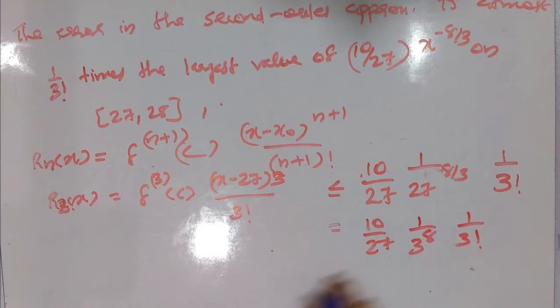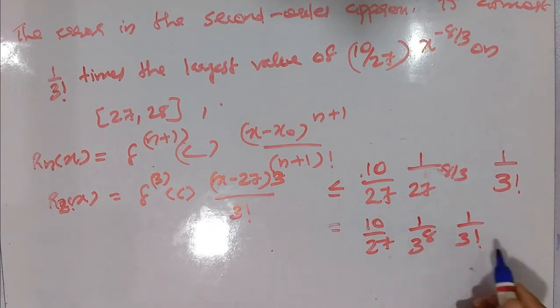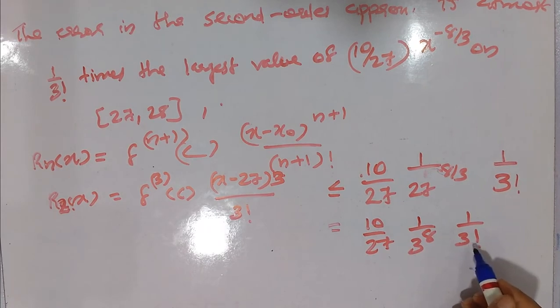27 is a cube. Cube root is 3. Now, 1 by 3 power 8 into 1 by 3 factorial. Value is 3, this is 3 power 8. 3 factorial is 6. 3 into 2 is 2, power 2.